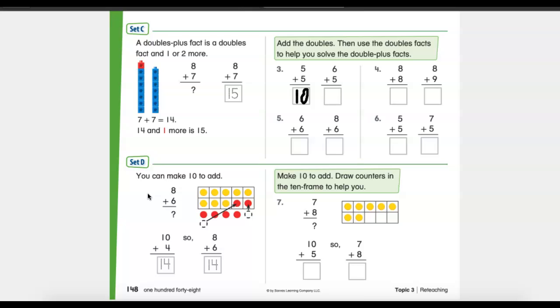In set D, it says you can make 10 to add. We see 8 plus 6 equals a question mark. We see that we have a tens frame on the side. We know that the top is 5, so we can count on 6, 7, 8. So our yellow counters represent the 8. Now we need to show the 6. We will use red counters. 1, 2, 3, 4, 5, 6.